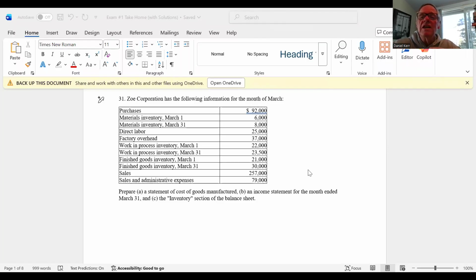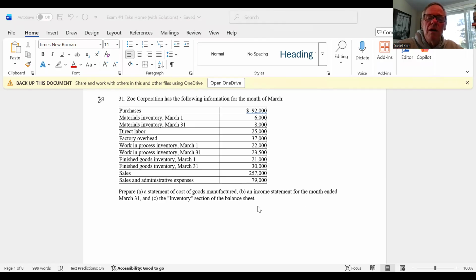So here are the questions on the take-home exam. We'll start with the questions, and then we'll follow up with the solutions as well. There were 4 questions, each worth 10 points. We give you some information about the Zoe Corporation. We tell you what the purchases were. We tell you all the other information about inventory and overhead and work in process and finished goods and so forth. And on the basis of this, you had to prepare a statement of cost of goods manufactured, an income statement for the month ended March, and the inventory on the balance sheet.